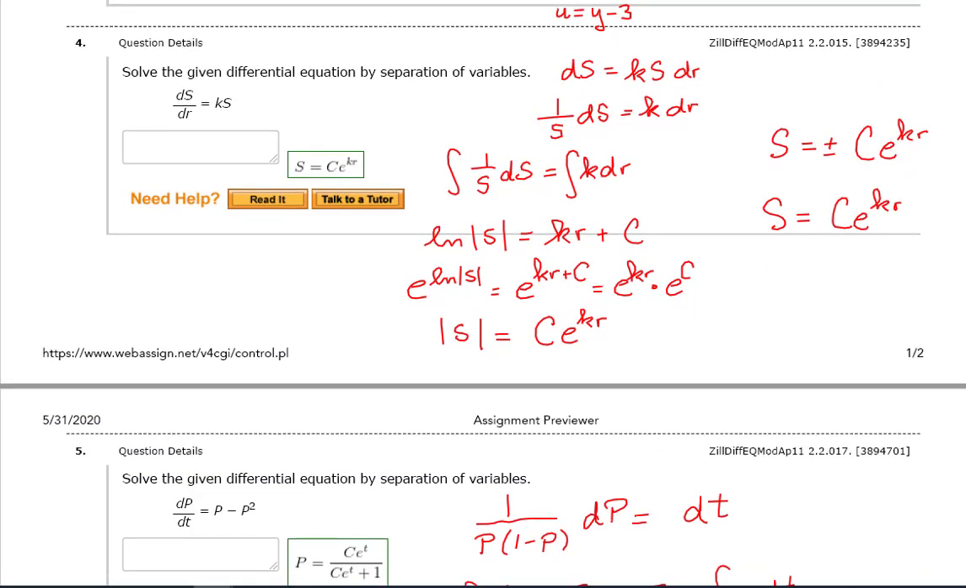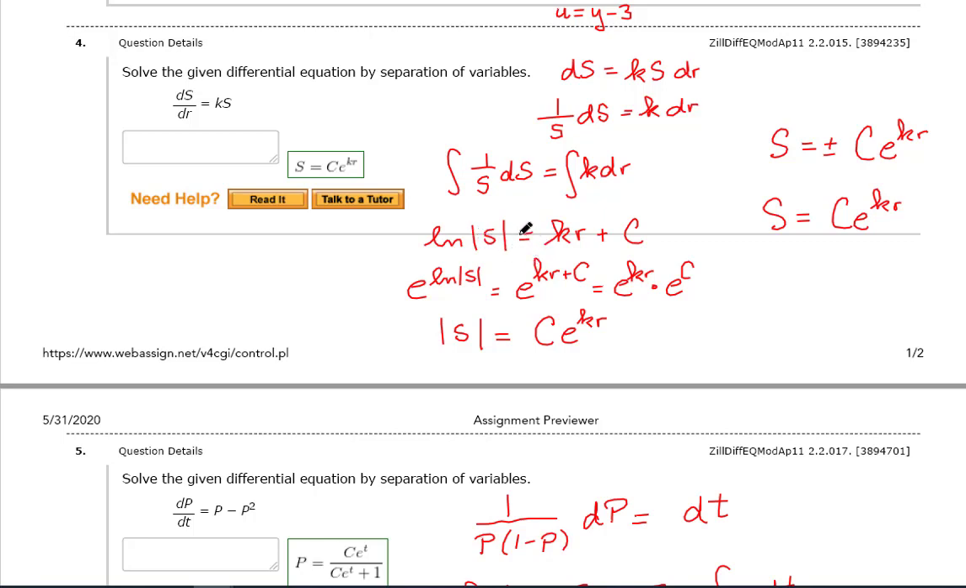Question 4, we have ds dr equals ks, a growth differential equation. All right, so I again get the ds and the dr on opposite sides. I'm going to divide by s, so I have 1 over s ds is k dr. Integrating both sides, not too hard. The integral of k dr is kr plus c. And the integral of 1 over s is natural log of s in absolute value.